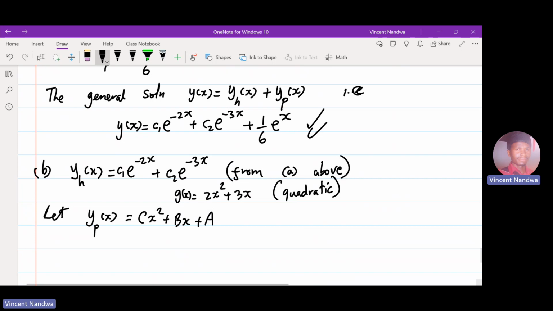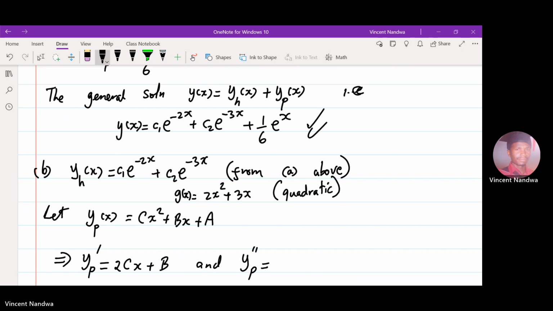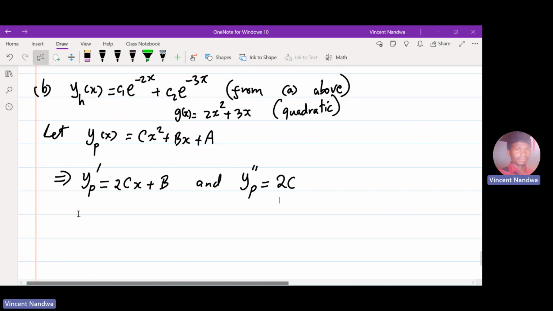So we also have two derivatives. So we need to find what is yp prime, which is 2cx plus b, and yp double prime, which is 2c. So once you have those two values, you replace into the differential equation and equate both left-hand side and right-hand side, since from the start you have said that let yp be the particular solution.